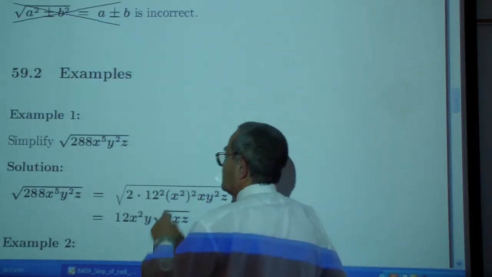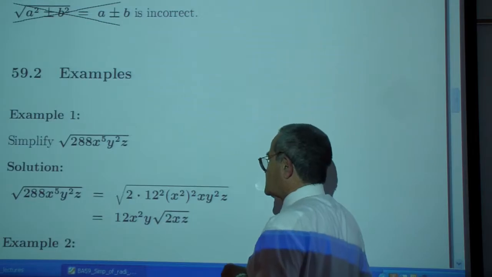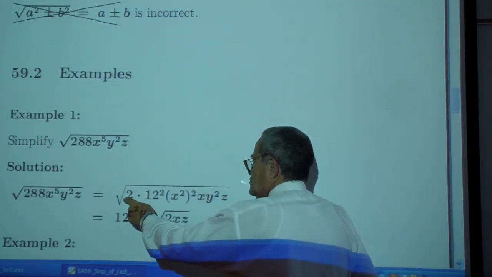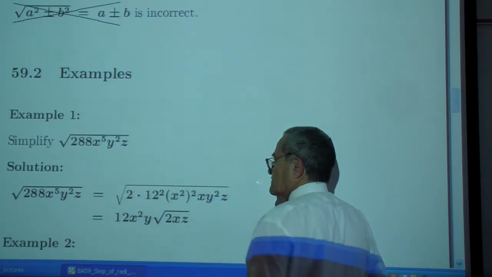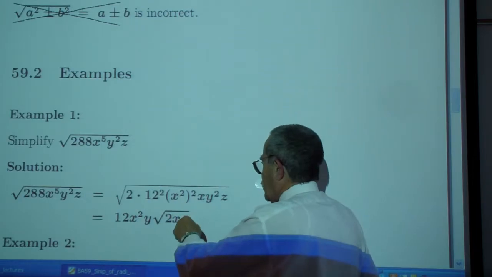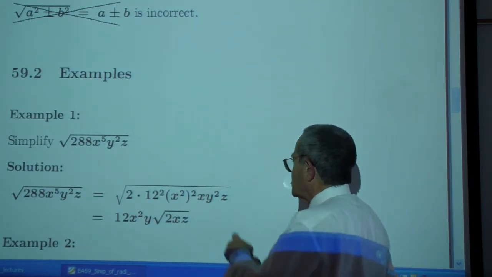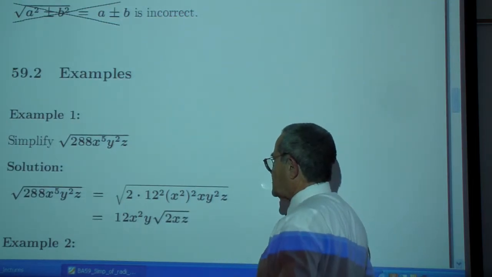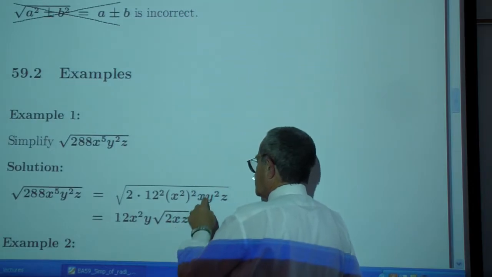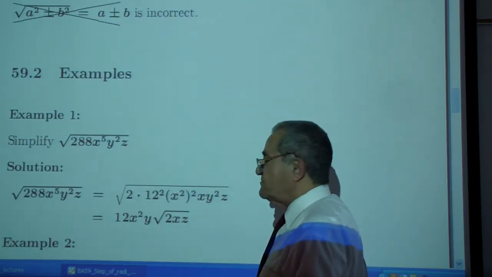Suppose we have the square root of 288 times x to the 5 times y squared times z. You can factor 288 as 2 times 12 squared. 12 squared is 144. X squared is x to the 4th power. You have an extra x in here. The y squared is copied, the z is copied. The 2 stays inside, the x stays inside, the z stays inside, it's just power 1.